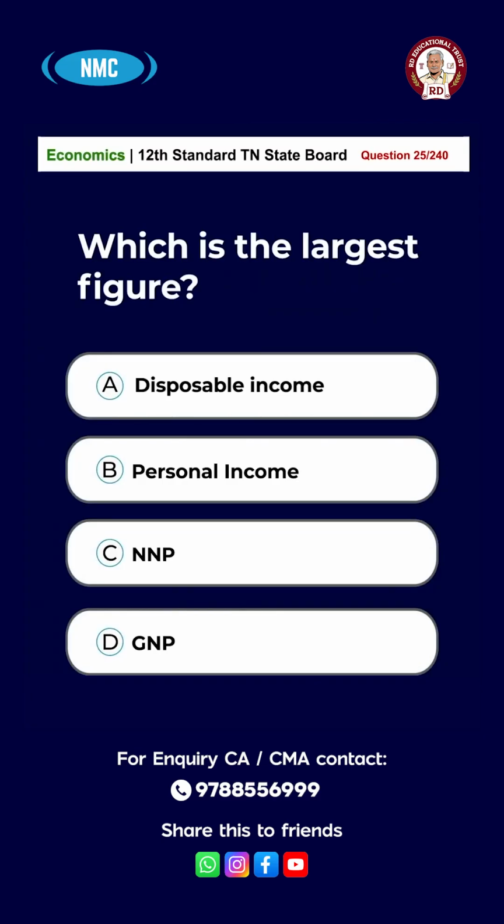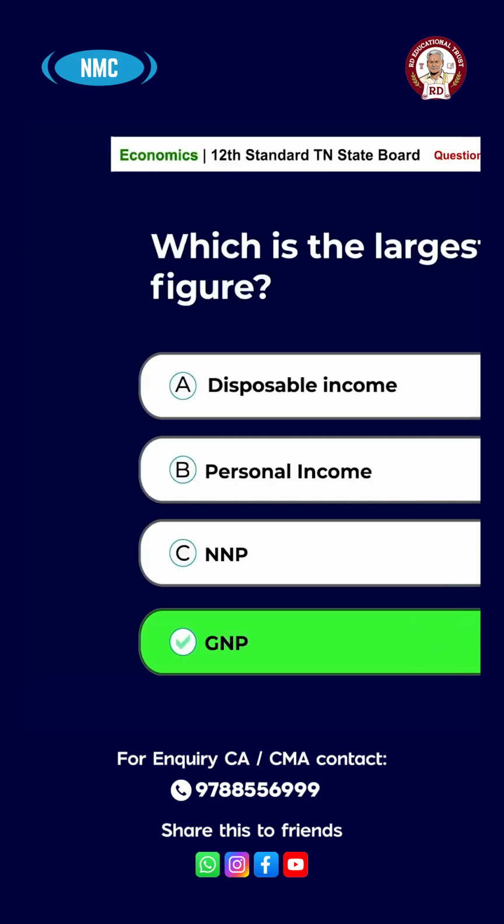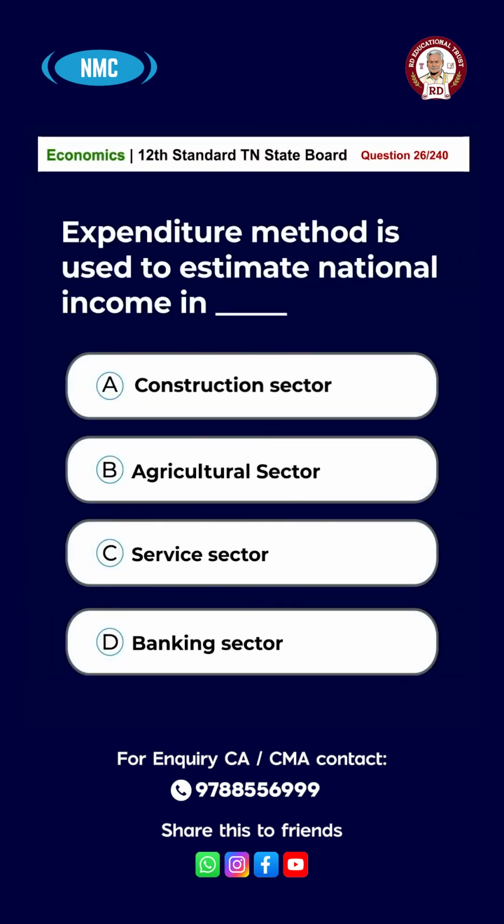Question number 25. Which is the largest figure? A. Disposable income, B. Personal income, C. NNP, D. GNP. Answer is option D, GNP.